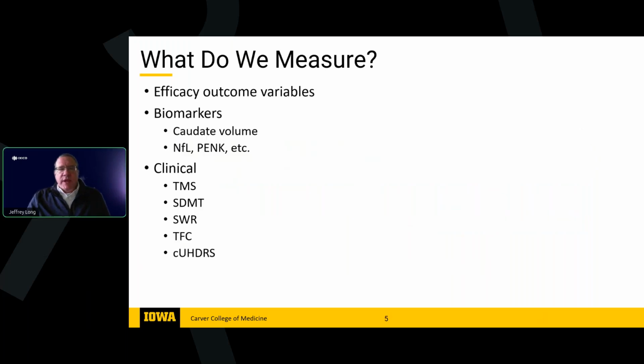So once we identify our treatment population, then what do we measure? Today I'm going to focus on efficacy outcome variables. There are two classes of candidates: the biomarkers and the clinical variables. In terms of the biomarkers, we have things such as caudate volume, perhaps whole brain volume, and then fluid biomarkers such as NFL, PANC, etc. Then we have our so-called usual suspect clinical variables: total motor score, symbol digits, Stroop word, total functioning capacity, and then the cUHDRS, which is a combination of the first four of those variables.